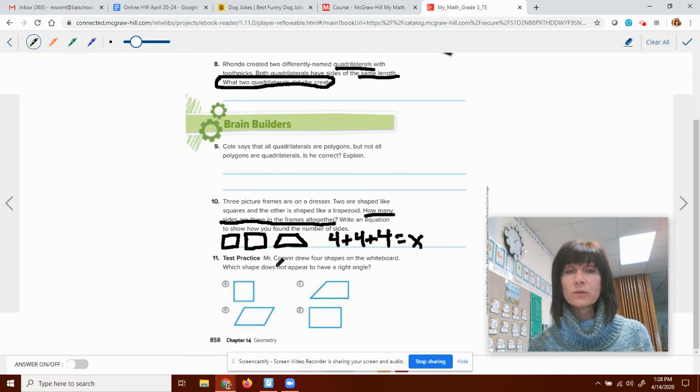Test practice. Mr. Corwin drew 4 shapes on the whiteboard. Which shape does not appear to have a right angle? My hint is the right angle always has perpendicular lines. This has a right angle, so we know this is good. This has a right angle. This has 4 right angles, along with the square. So it would be B. That does not have any right angles.